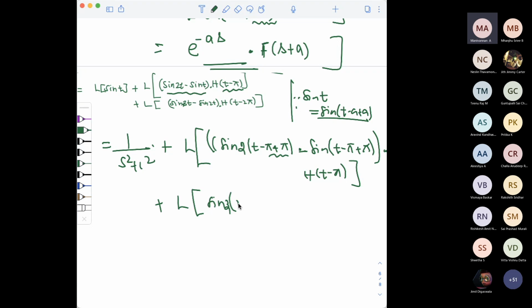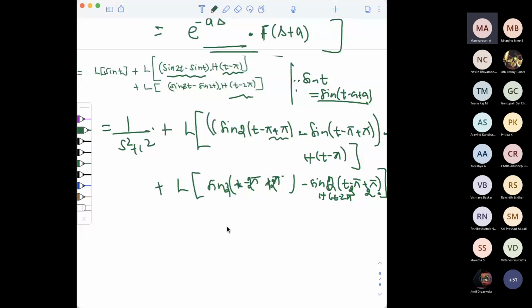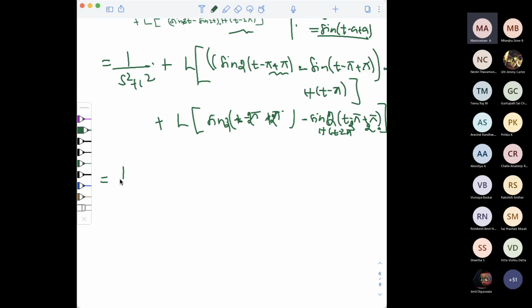Okay, here it is sin 3t, t minus pi plus pi, and then minus sine of t minus pi plus pi, into this h of t minus 2 pi. Suppose here we needed 2 pi, it means minus 2 pi plus 2 pi we want to multiply. So that's the idea.